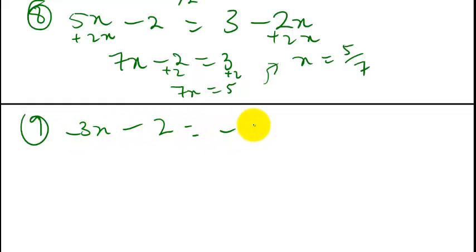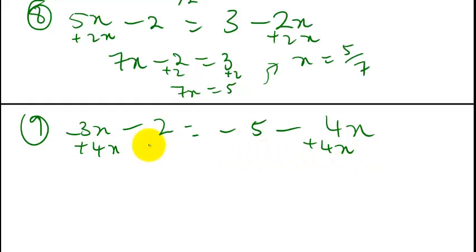Let's do all the negatives so then you are not afraid of them anymore, hopefully. How do I get rid of this negative 4x? Plus 4x. Negative 3 plus 4, you've got 1 left now. If you just put it in your calculator, you get that. x minus 2 is equal to minus 5.